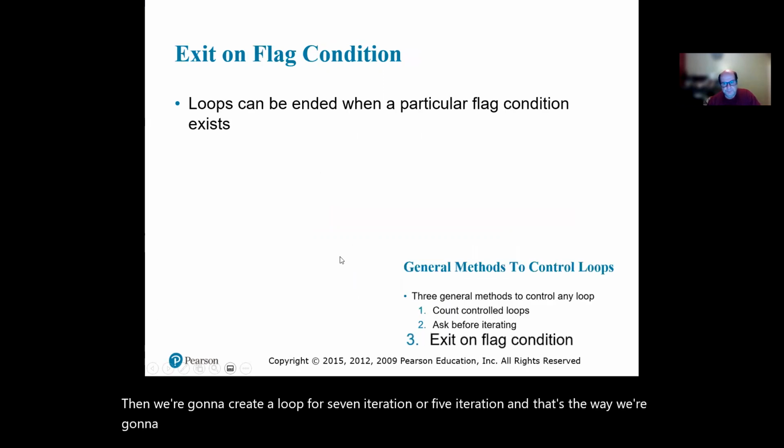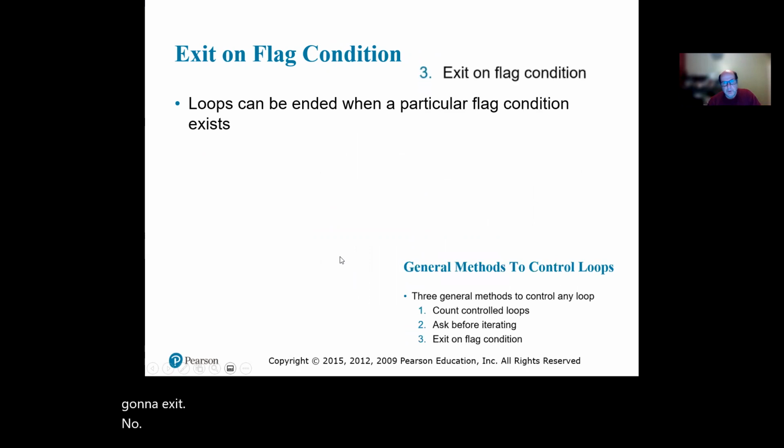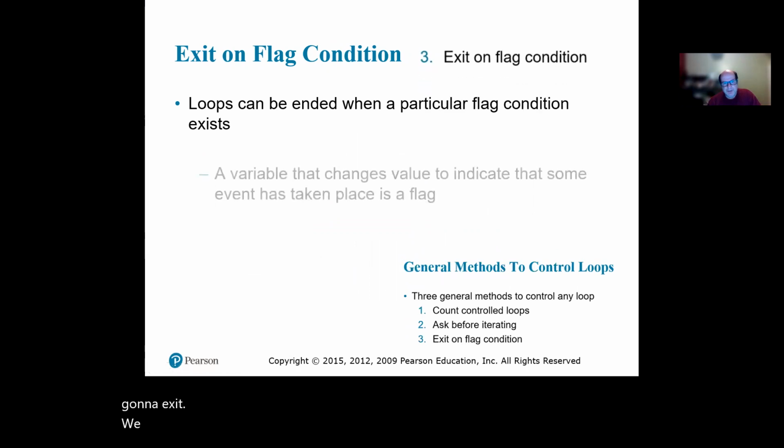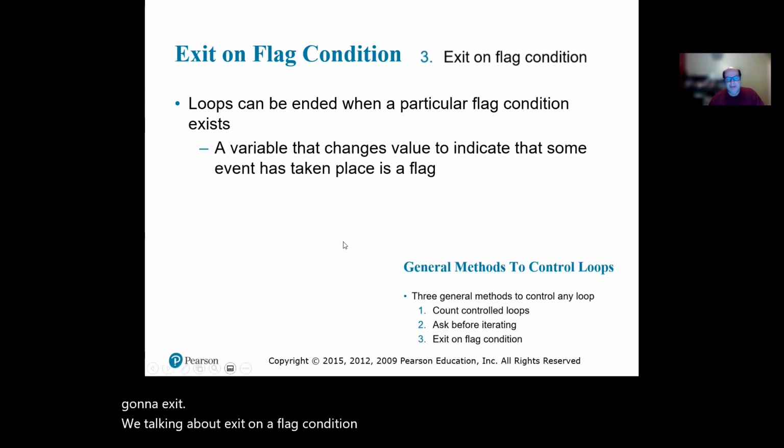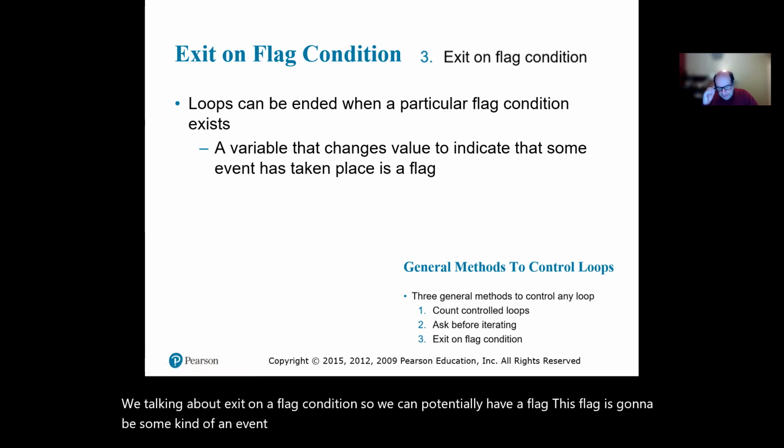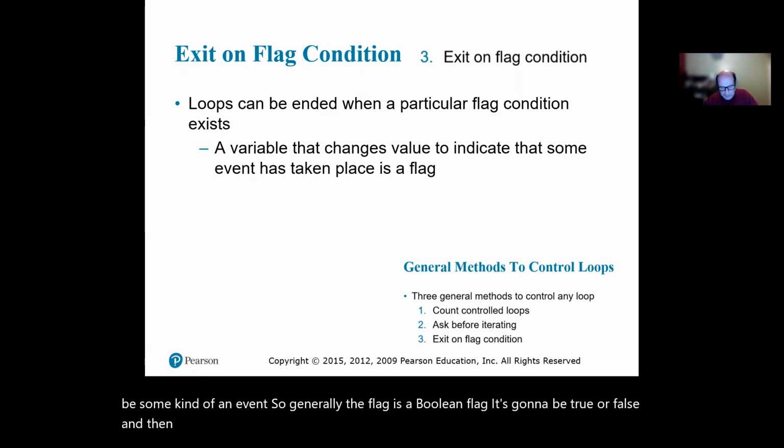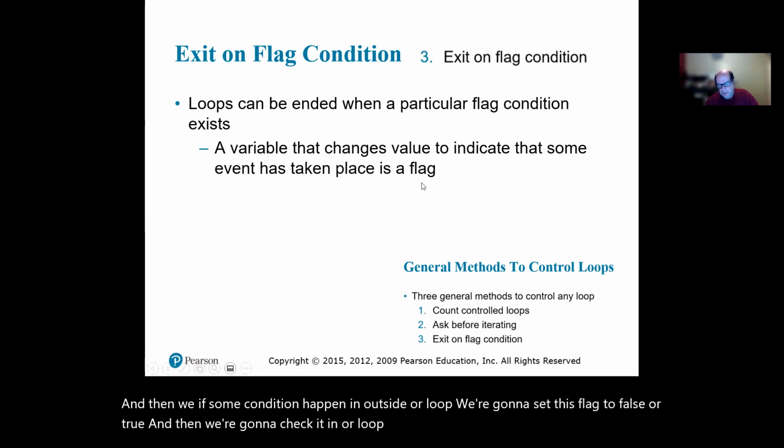Now, we're talking about exit on a flag condition. So we can potentially have a flag. This flag is going to be some kind of an event. Generally the flag is a Boolean flag. It's going to be true or false. Then if some condition happens inside our loop, we're going to set this flag to false or true, and then we're going to check it in our loop. That way we can terminate our loop.